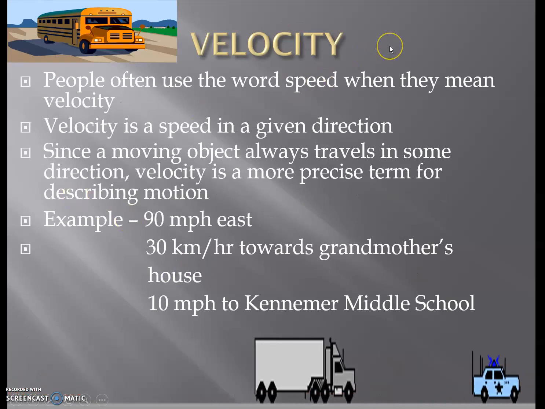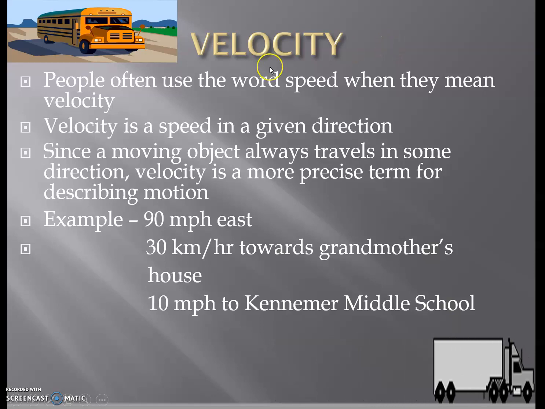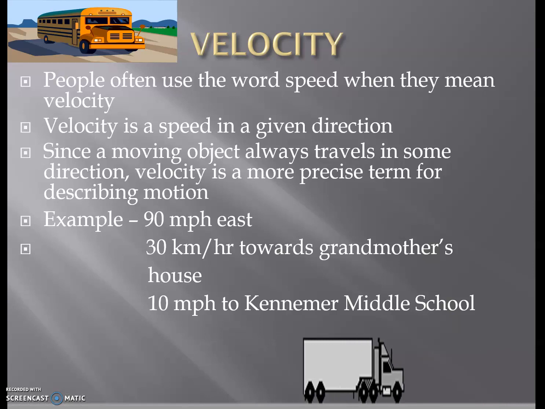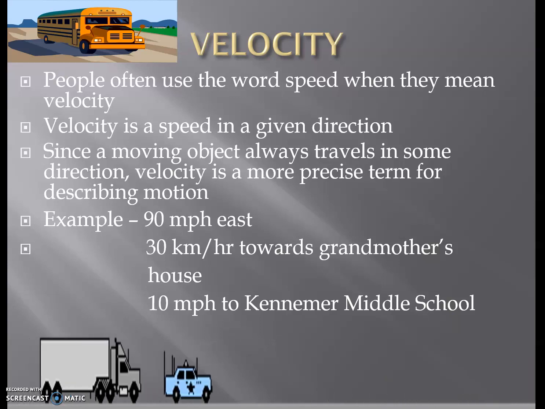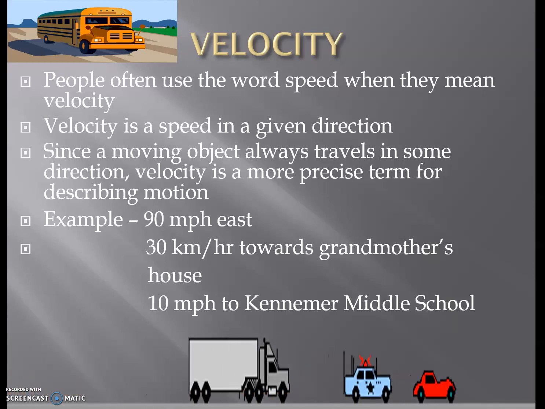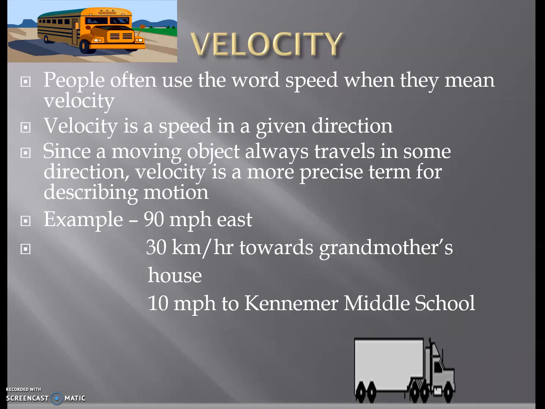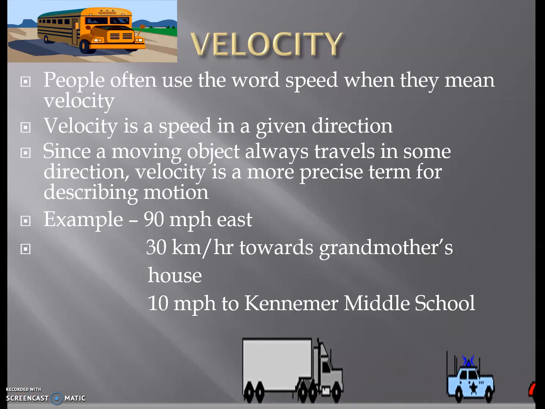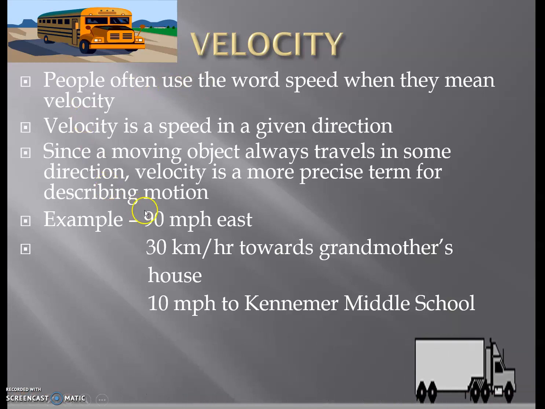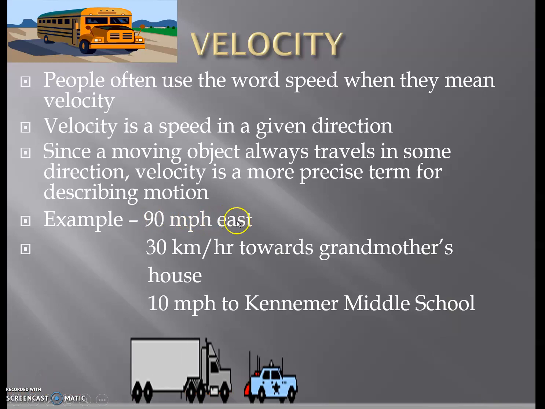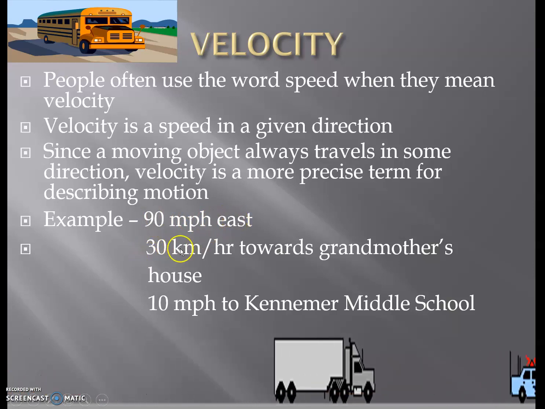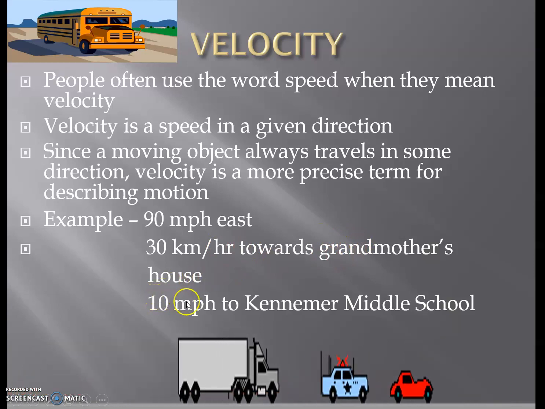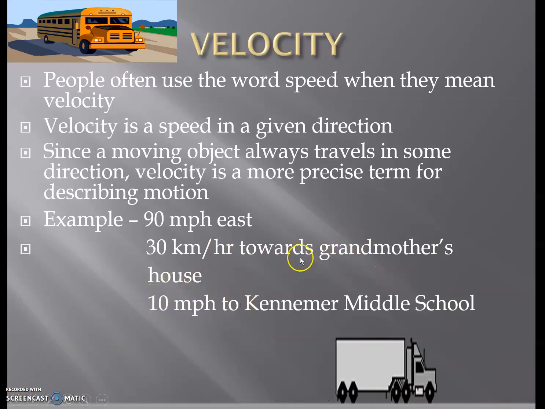People often use the word speed when they mean velocity. Velocity is a speed in a given direction. Since a moving object always travels in some direction, velocity is a more precise term for describing motion. Example: 90 miles per hour east, 30 kilometers per hour towards grandmother's house, or 10 miles per hour to Kenilmer Middle School.